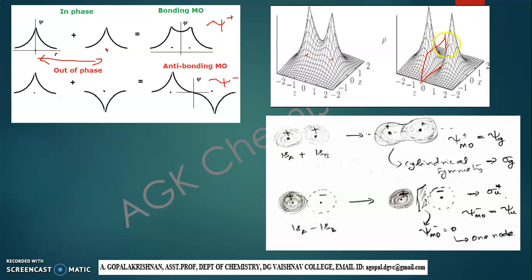Between the two nuclei there is a nodal plane. Do you know what a nodal plane is? A nodal plane is a plane where the electron density is 0. When the nodal plane passes through the molecule, the electron density is 0. So between the two nuclei the electron density is 0. That means this state corresponds to an anti-bonding state.